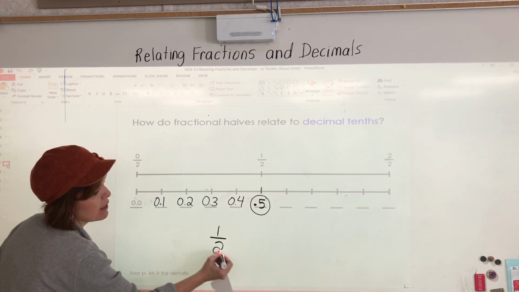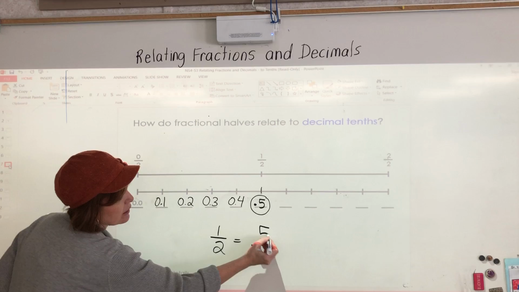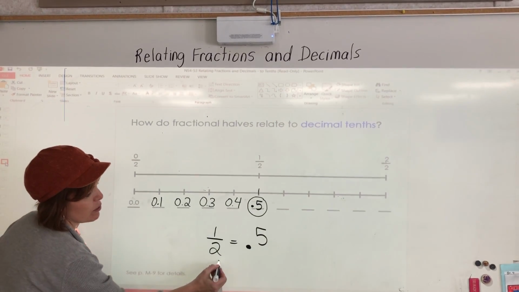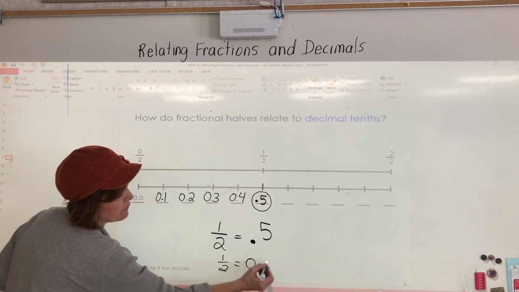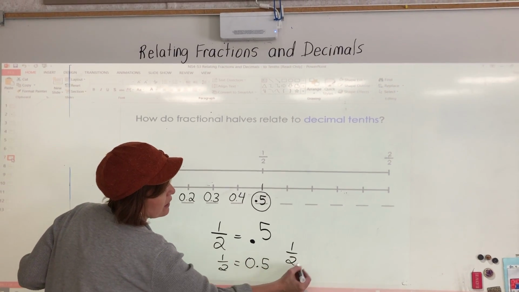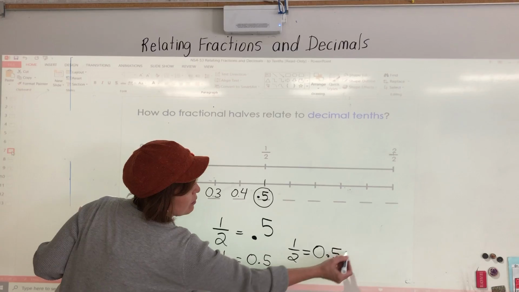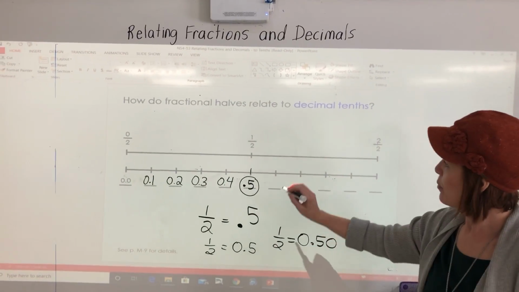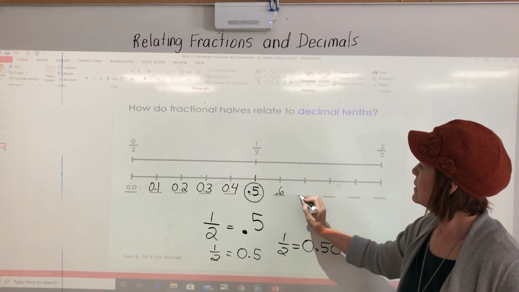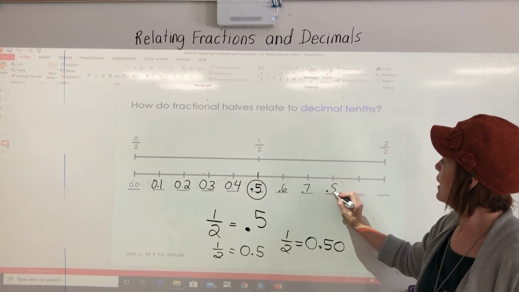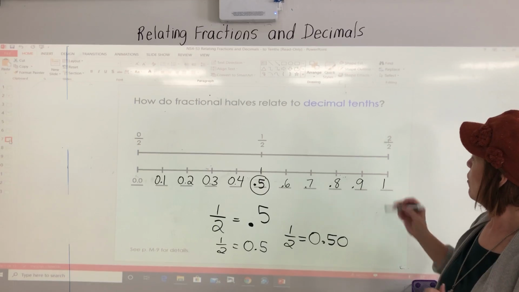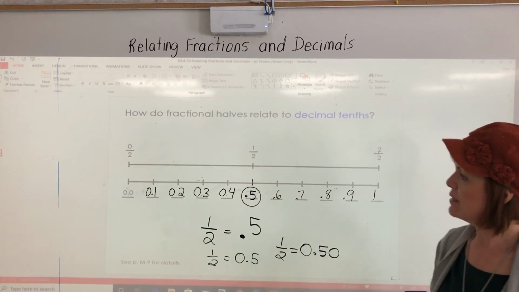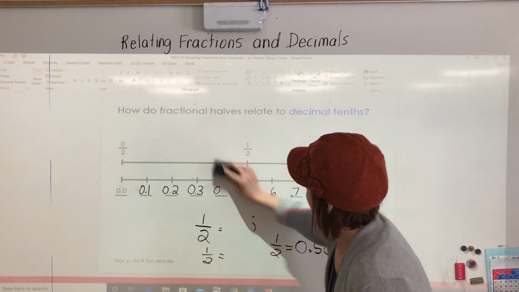So I'm going to tell you that is the big lesson of the day, is half is equal to 0.5, or 1/2 is equal to 0.5, or 1/2 is equal to 0.50. Okay, half of a dollar is 50 cents. It's all related. Here, decimal 6, decimal 7, decimal 8, decimal 9, and 1 whole. Okay, so not to forget that 1/2 is the same as decimal 5. Okay, we'll keep going.